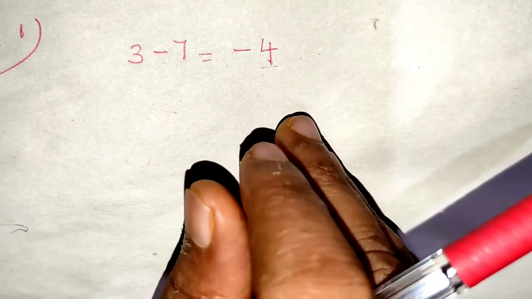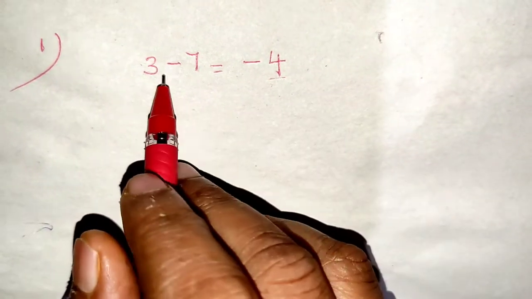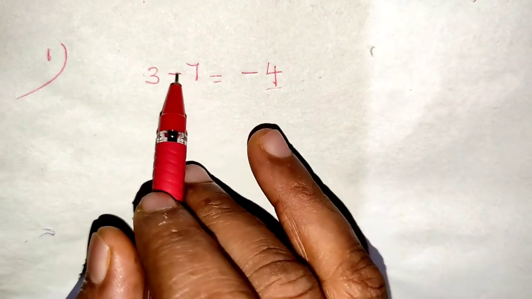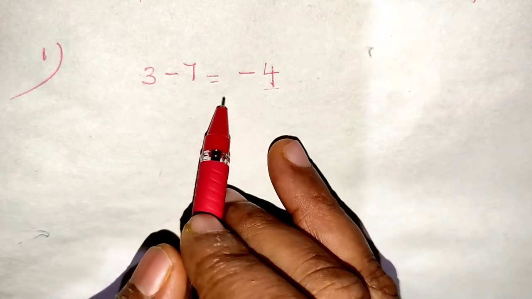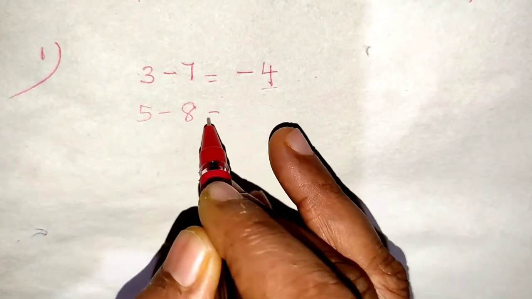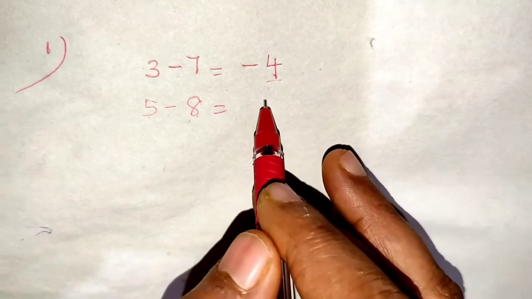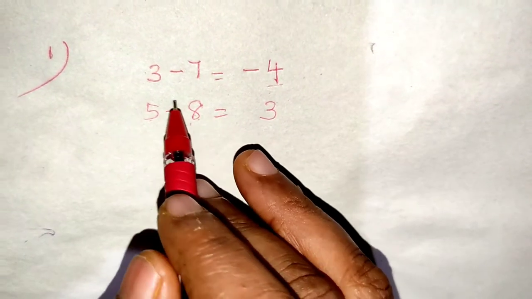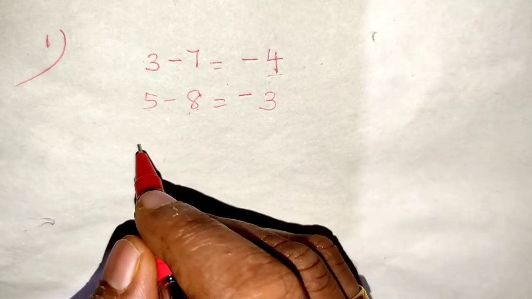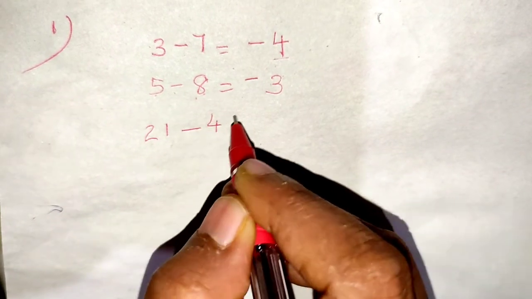But in all cases we cannot draw these number lines. So how do we calculate this? Larger minus smaller, and put the sign of the larger one here. Then what is 5 minus 8? Which one is larger? 8. 8 minus 5 is equal to 3, and the sign before 8 is negative. So negative 3.